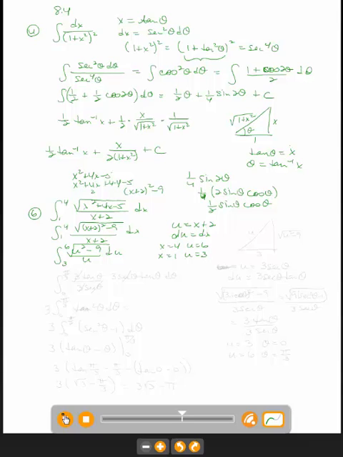So if I make my little triangle, we were doing the secant triangle, and the secant triangle says that you put your u here, in our case our x, and our a here, which would be 3, and this is the square root of u squared minus 9. So that's what I'm dealing with.